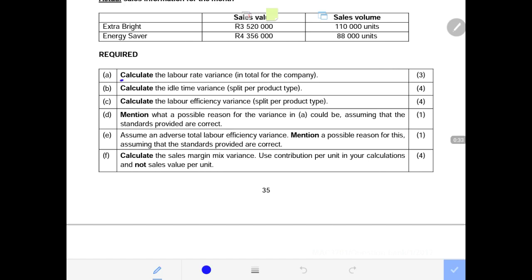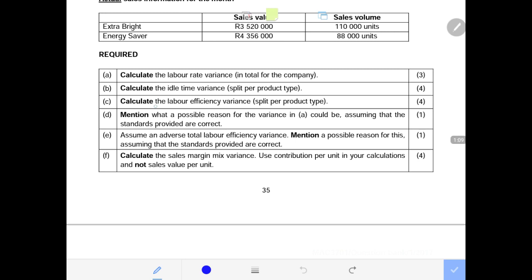It says calculate the labor rate variance in total for the company, 3 marks. Then we are to calculate the idle time variance, and it should be split per product type, meaning we have more than one product. Take note, they say idle time variance, and I will be focusing on the idle time, not on the productive time. However, you can also record this by using the productive time.